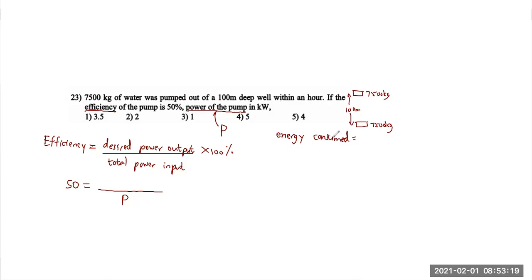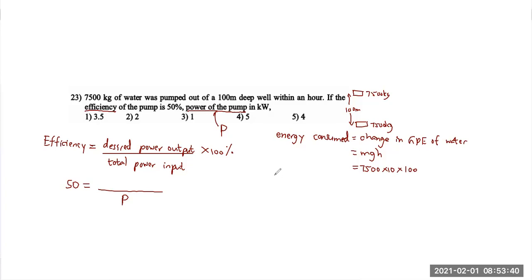So let's start. Energy consumed is equal to the change in gravitational potential energy of water. What is that? The equation is going to be mgh. For m you can put 7,500, for g you can put 10, and for h you can put 100. Let's leave it as it is.